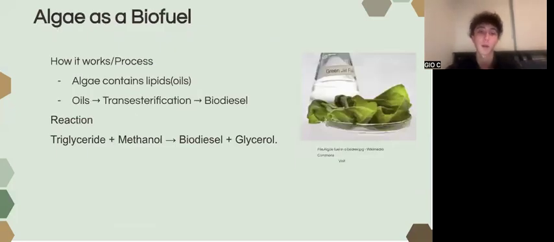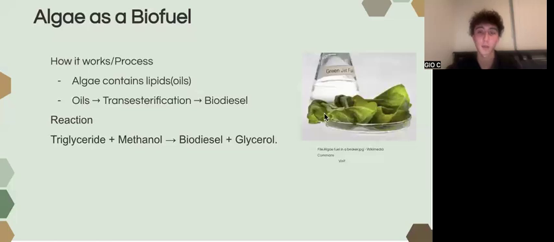How exactly is algae going to be used as a biofuel? Algae are, like I said, rich in lipids, natural oils, which is what we extract to use. These oils can be extracted and turned into biodiesel through a chemical process called transesterification, like I was saying in the last slide. This reaction uses an alcohol like methanol and a catalyst such as sodium hydroxide, which essentially converts the algae oil into a biodiesel. And the simplified reaction is this.